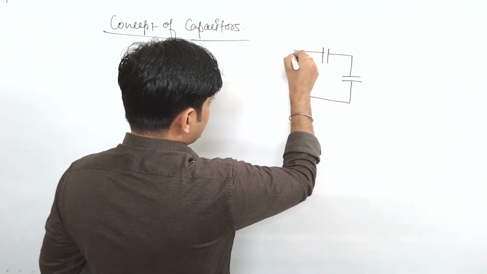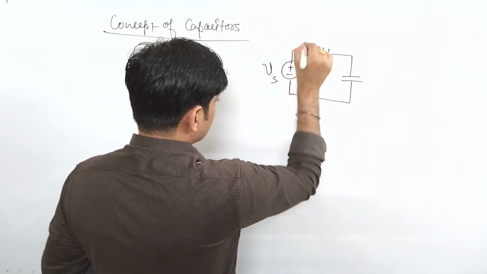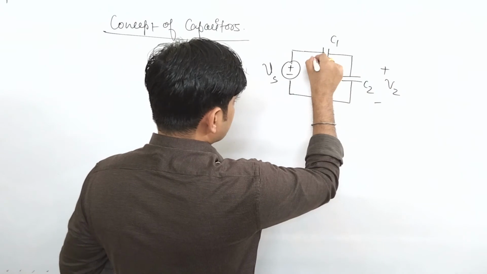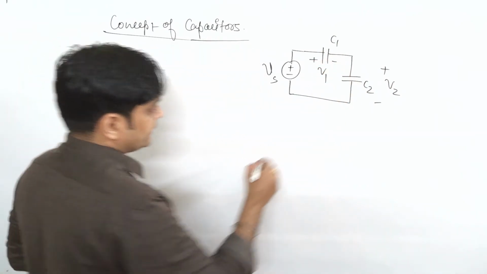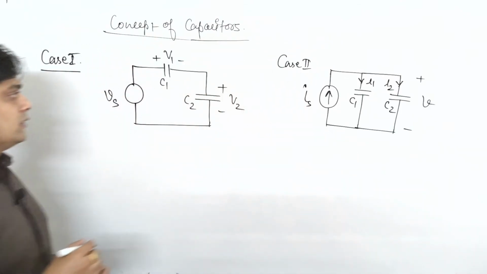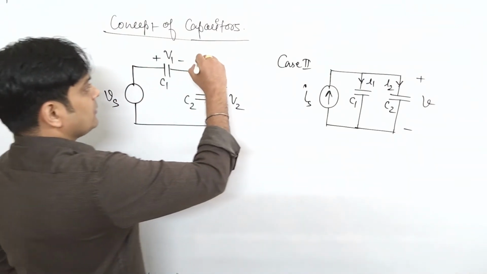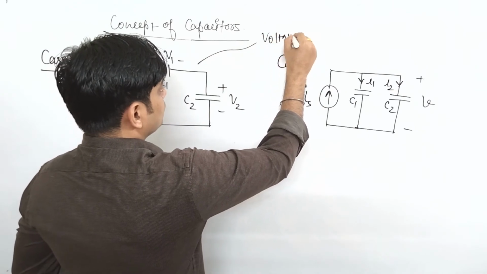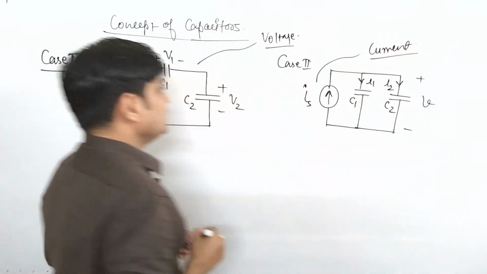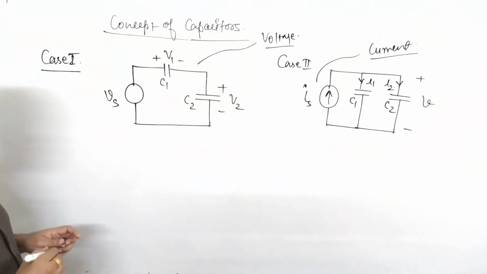The voltage and current division rules are also applicable, and we will see how we will solve them. So friends, these are the two cases, case 1 and case 2. Here I am talking about voltage and here I am talking about current. So basically these are the current division and voltage division rules. We will see both the rules one by one.